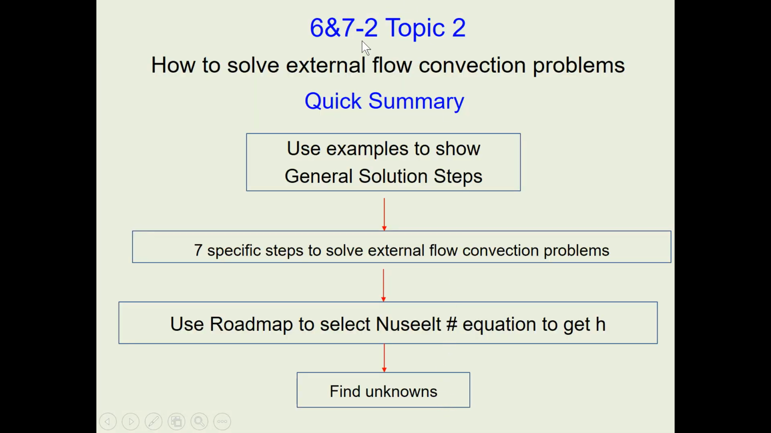At this point, we cover topic 2, how to solve external flow convection problems. We use an example to show that you still can use the general solution steps plus the 7 specific steps to solve external flow convection problems, including using the roadmap to select the proper Nusselt number equation to get h, then find unknowns.